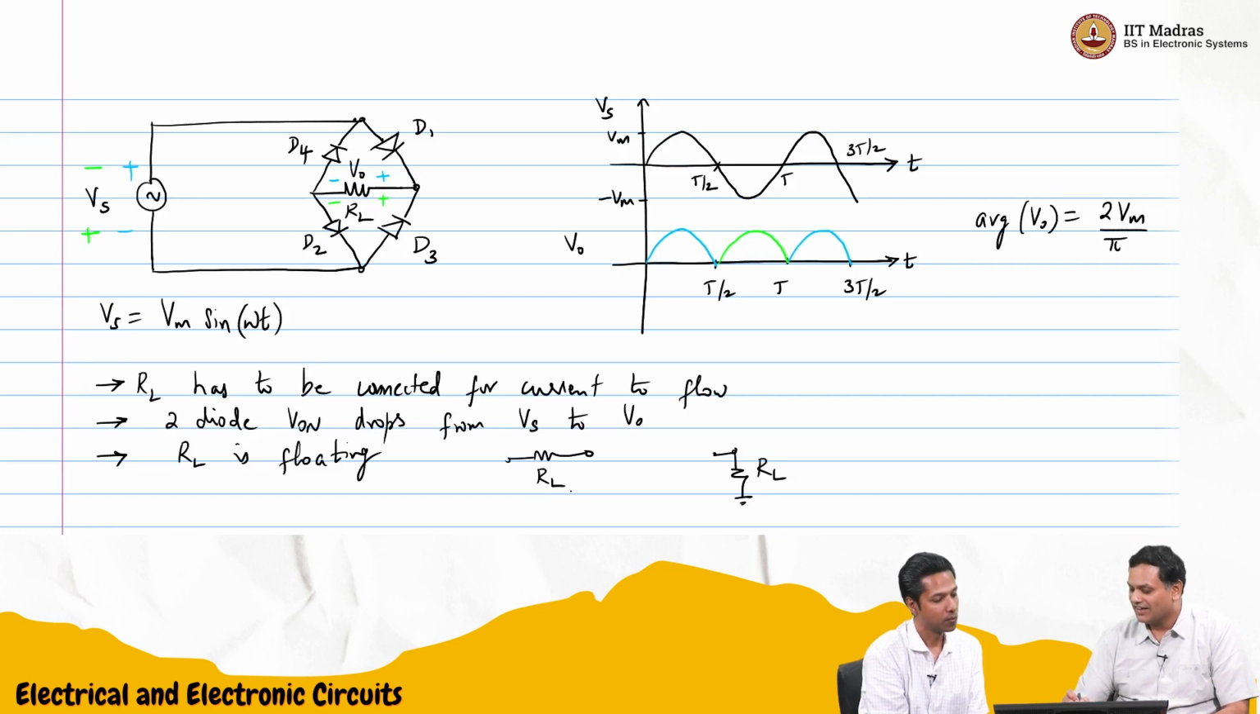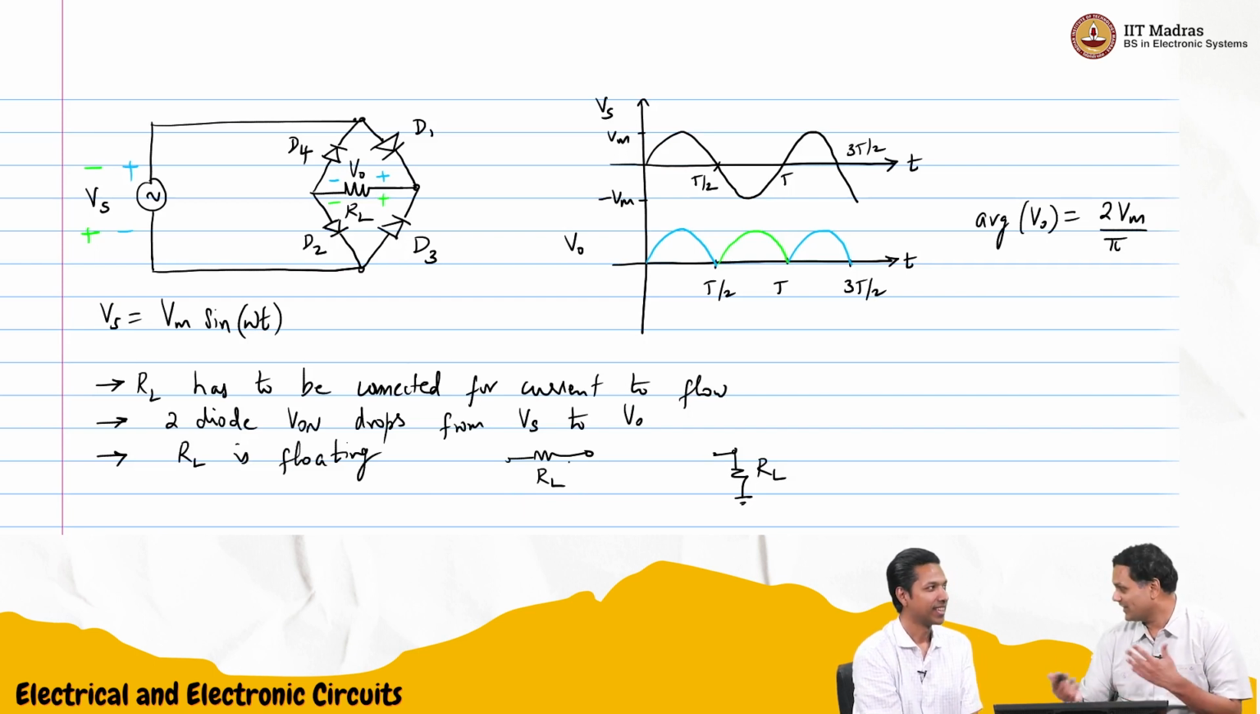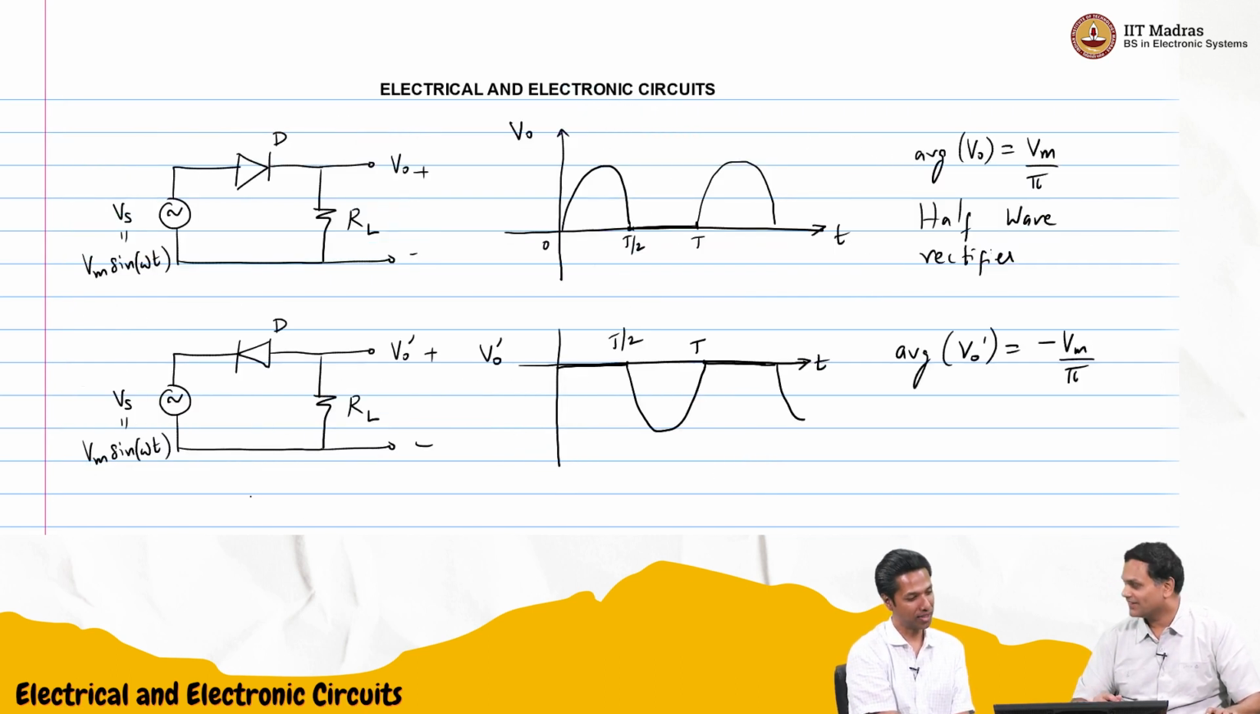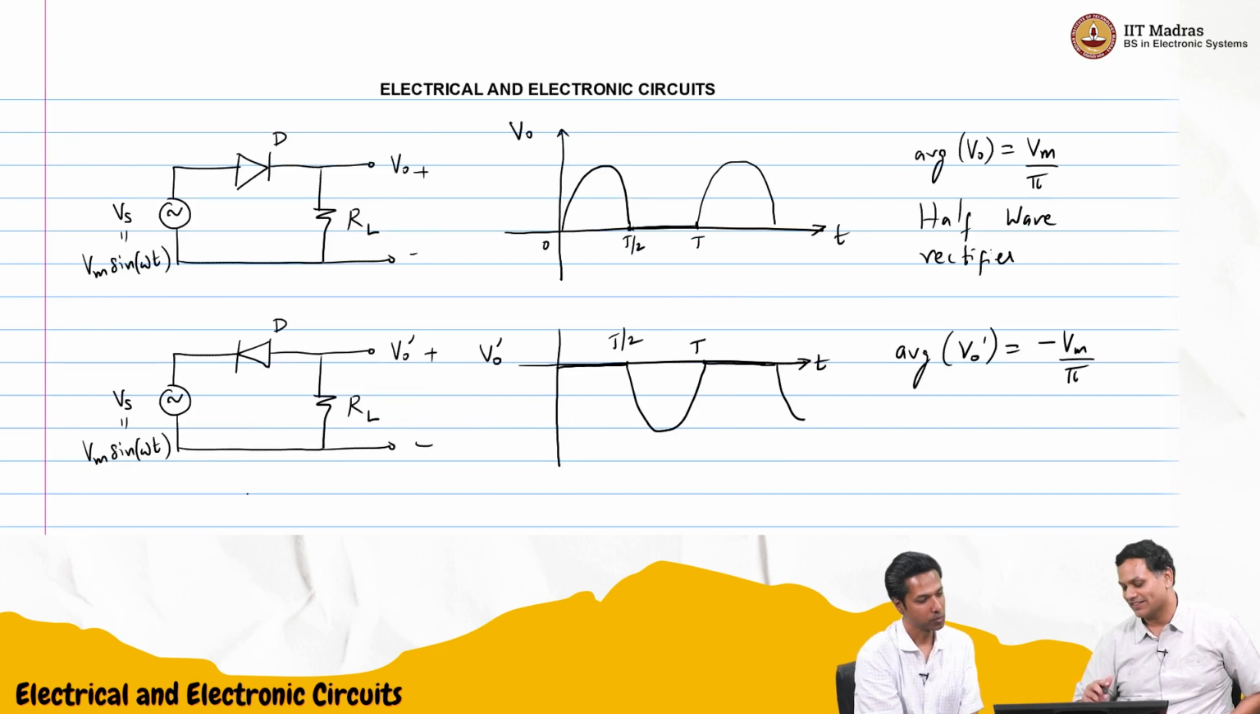And if you have an RL like this, you cannot use it with the half wave rectifier also, no? The other end is floating. I guess you could technically connect it to this. But if the source is grounded, if one terminal of the source is grounded, then you can. Correct. That's what I meant.